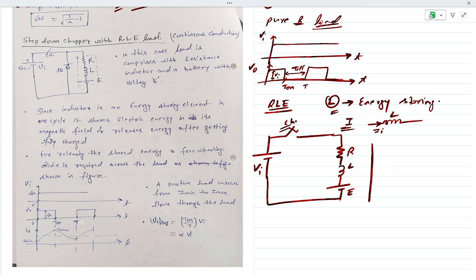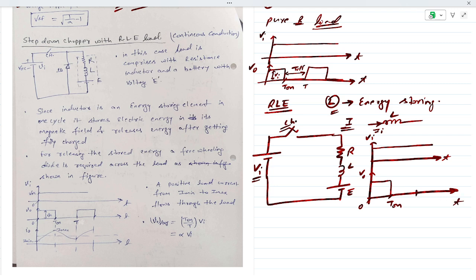Let us draw its duty cycle here. Let's say this is the input voltage Vi, which is constant with respect to time. So what about V naught? When the chopper is on, all the voltage is appearing across this load, which comprises R, L, E. So V naught is equal to Vi. When the switch is off, what will happen? Let's say this is 0 and this is T on, and from here to here, the off duration is there.